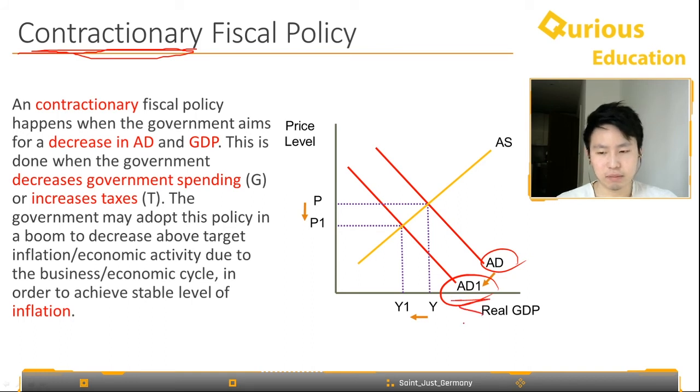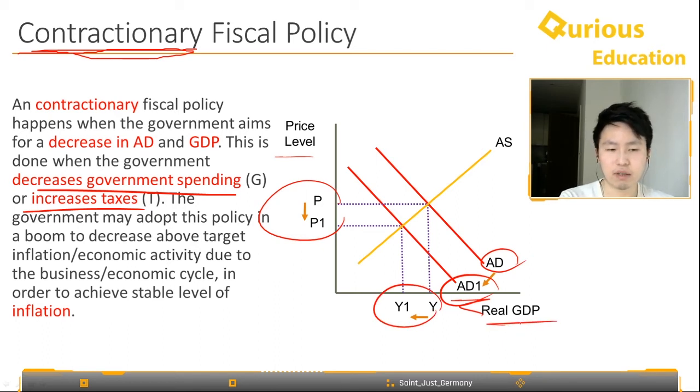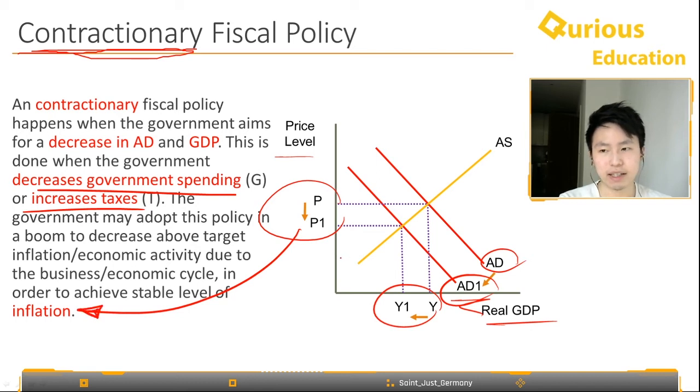So again, very similar diagram. We can see that AD would decrease in this case from AD to AD1 because the government is taking away demand from the economy by spending less money or taking more money away from households and businesses. Therefore, the level of demand in the economy would decrease and aggregate demand would shift inwards. Because of that, things would get cheaper because fewer people would be buying them and we'd be producing fewer goods and services. Therefore, the level of economic output, real GDP, would fall.